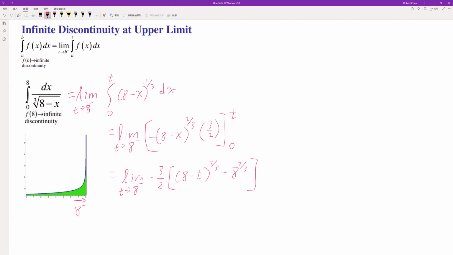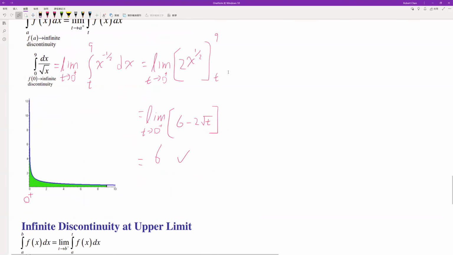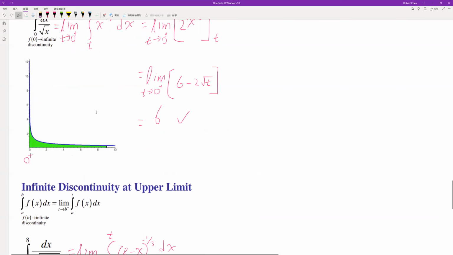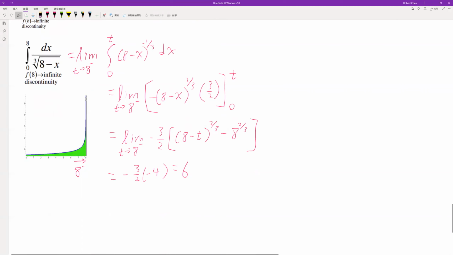All right, so let's see. Now, when we're taking t to 8 from the left-hand side, it's almost approaching 8, so that will be a 0. And then we're left with negative 4 on the outside, so that would be negative 3/2 times negative 4, which is positive 6. Okay? And that just happens to be the same number as the previous one. So you can see that they actually look alike, right, in terms of the graph.